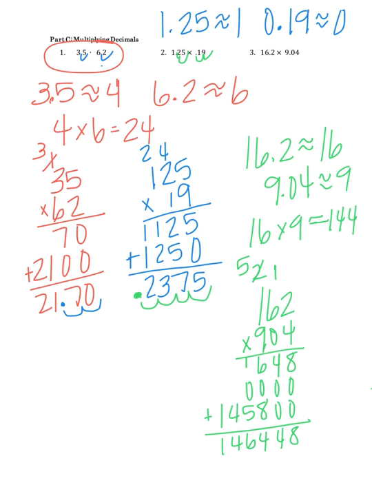Now we go back to our original factors to count place value. And we have 1, 2, 3 decimal places in our factors. So starting from the far right, we have 1, 2, 3 decimal places in our product. So 16 and 2/10 times 9 and 4/100 is 146 and 448 thousandths, which is approximately equal to 144.